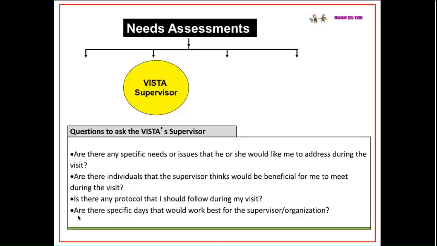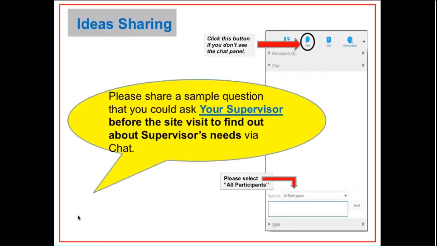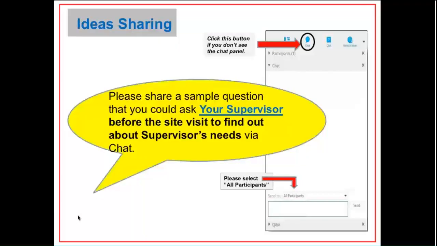One of the things I would also ask is, is there any protocol that I should follow during my visit? Because the organization might have certain protocols that my site supervisor would like me to adhere to. So it's good to know in advance. Thank you. Now, let's look at some of the questions that I could ask my own supervisor, as the leader, before I do my member site visit. So what would be such questions that you would ask your own supervisor before the member site visit?